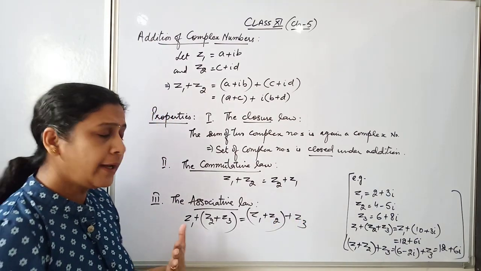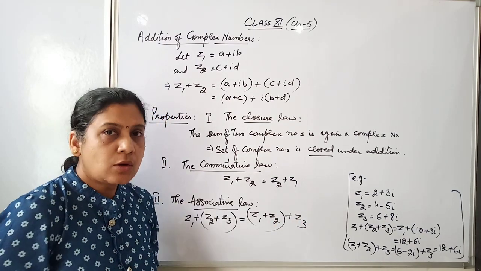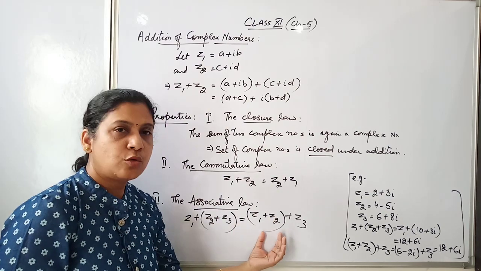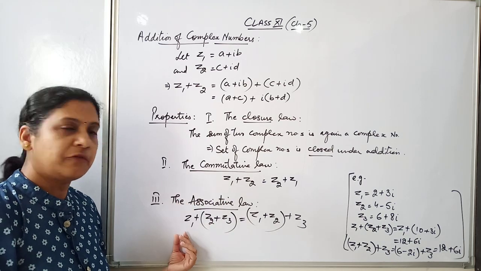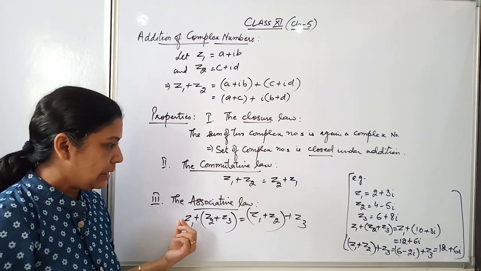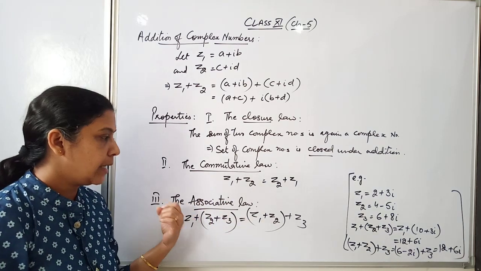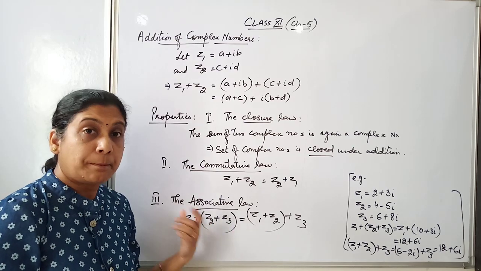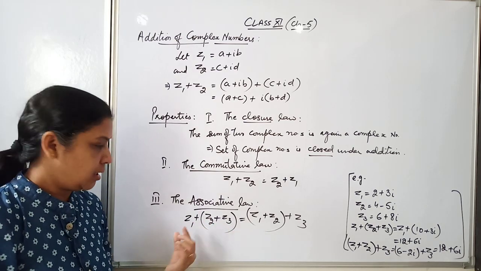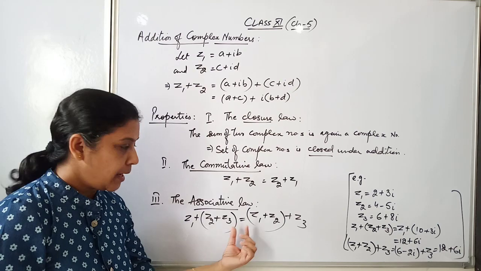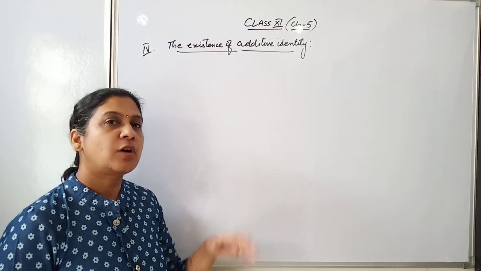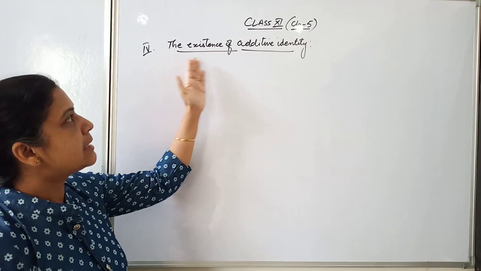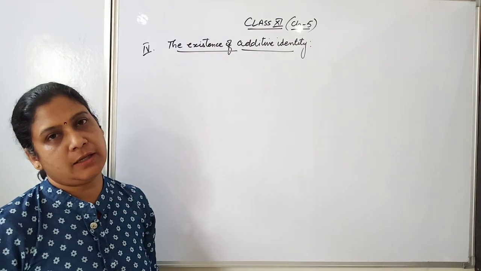It means if I have 3 complex numbers, it does not matter if I add the first 2 and then the third one, or I add the second and third and then the first number is added. Basically, the grouping in the process of addition can be changed, but the order should not change. Z1, Z2, Z3. Here also the order is Z1, Z2, Z3. Let's continue with the next property, the existence of additive identity.